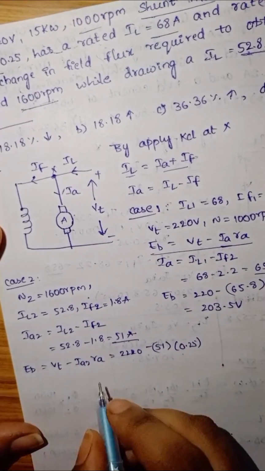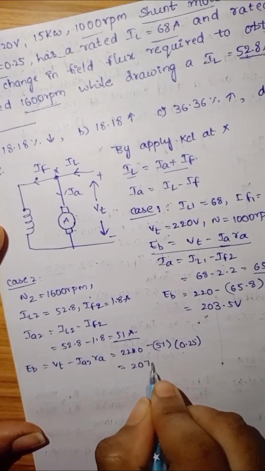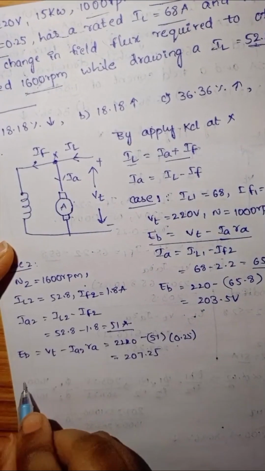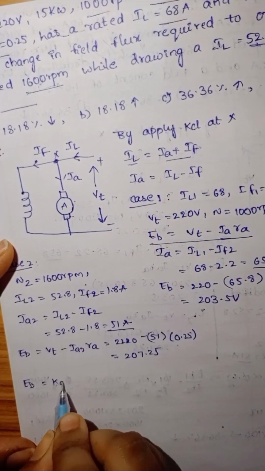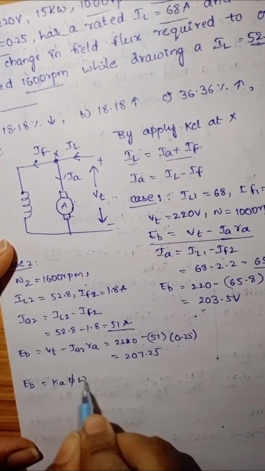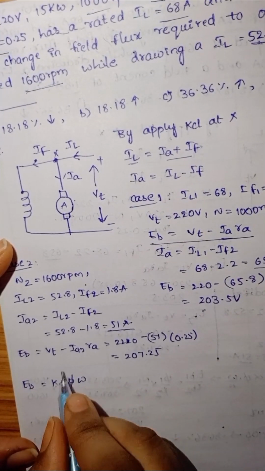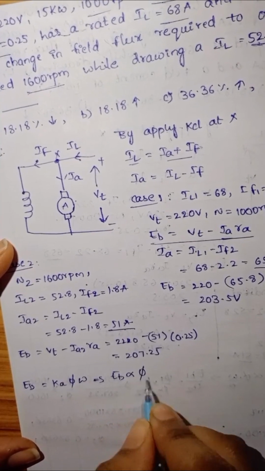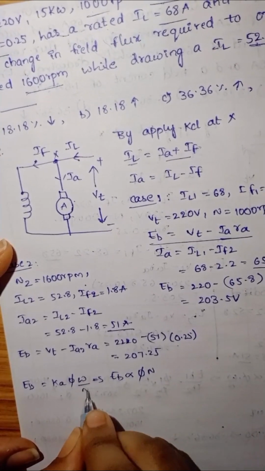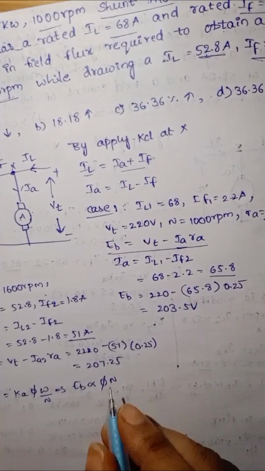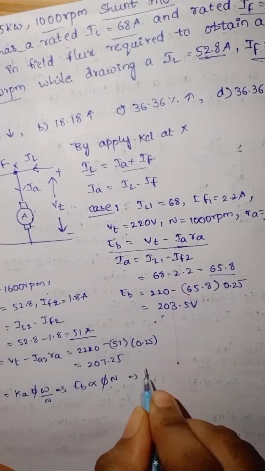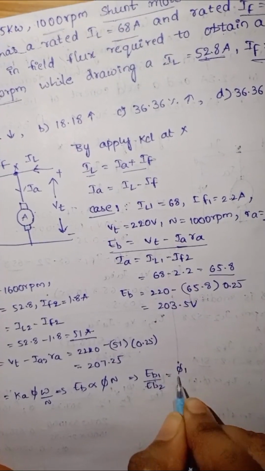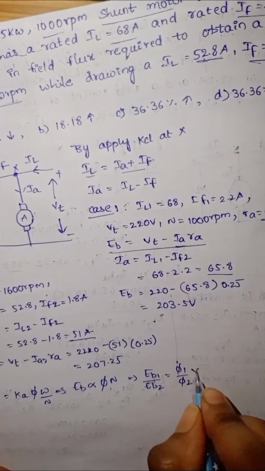which is 207.25. Now we have another formula to calculate EB, that is EB is equal to Ka phi omega. Here Ka is constant, so EB is directly proportional to phi and N. Omega we take as speed N. So EB1 by EB2 is equal to phi1 by phi2 into N1 by N2.